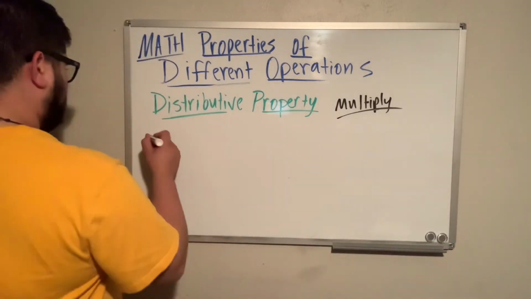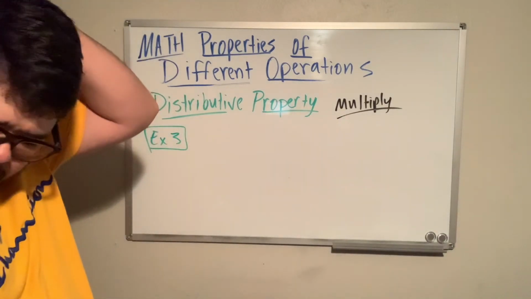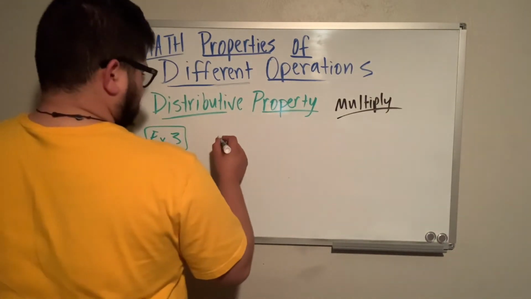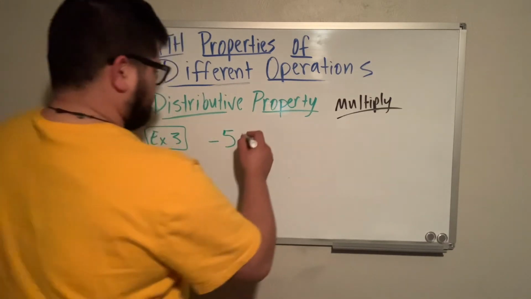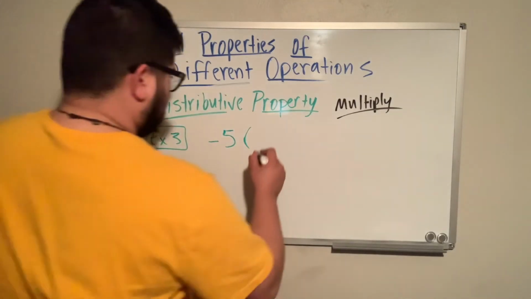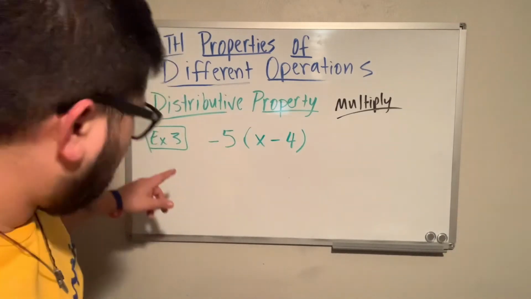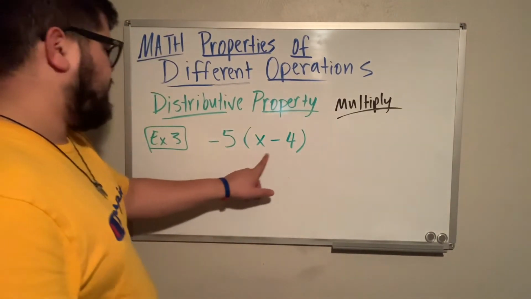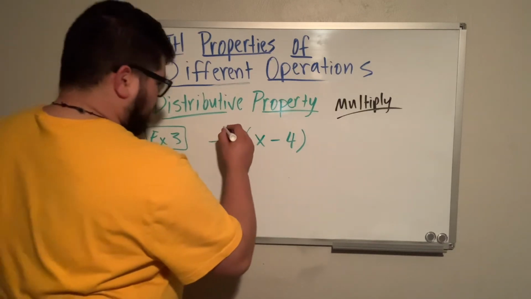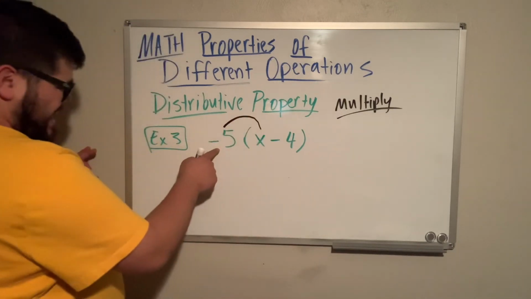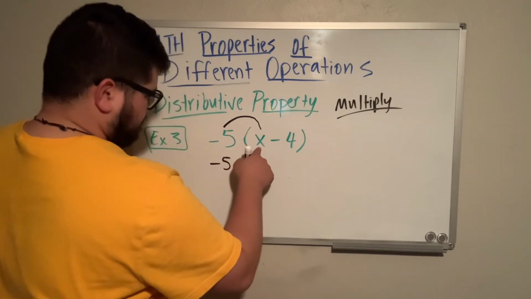All right, example number 3. We're going to have negative 5, open parentheses, x minus 4. Okay, negative 5, open parentheses, x minus 4. All right, we're going to distribute property again. Negative 5 times positive x.